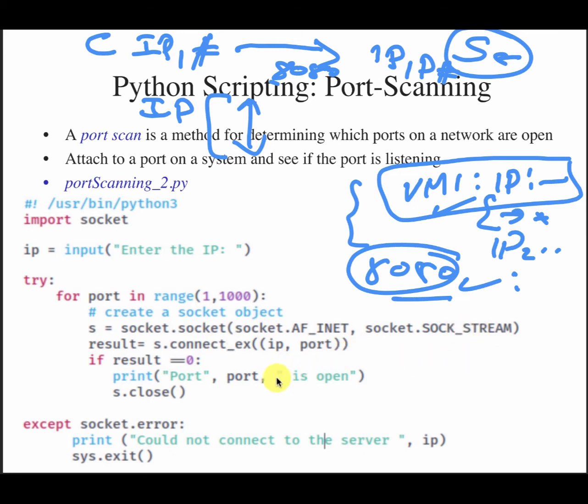So here you need to use this structure. Here I just narrowed it down to the first 1,000 ports. Later, when we talk about the TCP/IP protocol, we're going to know exactly more details about the ports.